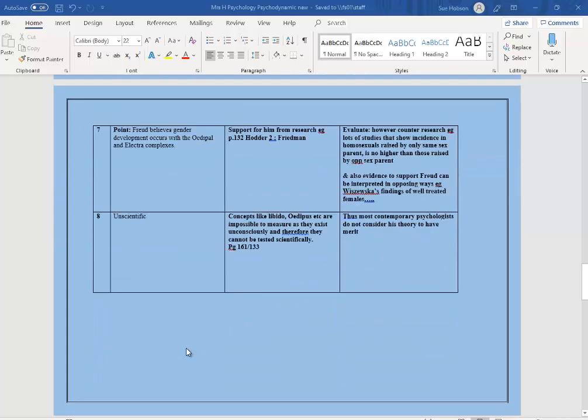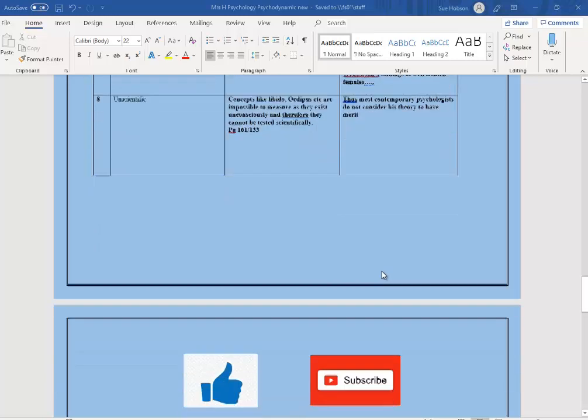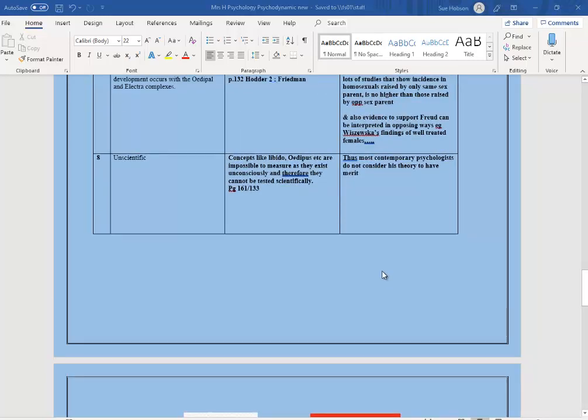The final point really being unscientific. And this is the one that really crosses over from his general theory. So concepts like libido and Oedipus are impossible to measure because supposedly they exist in the unconscious. You can't then test them scientifically. And so therefore, most contemporary psychologists don't consider his theory to have huge merit. Even though we can say that obviously his general theory has helped masses of people with psychoanalysis, for example. Remember, we want to keep it very much focused on the gender theory, though.